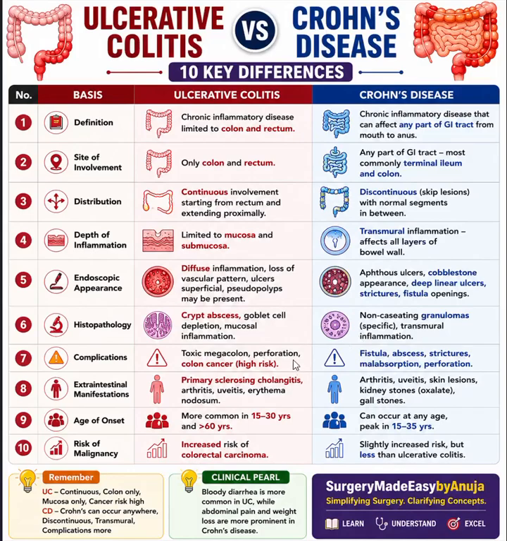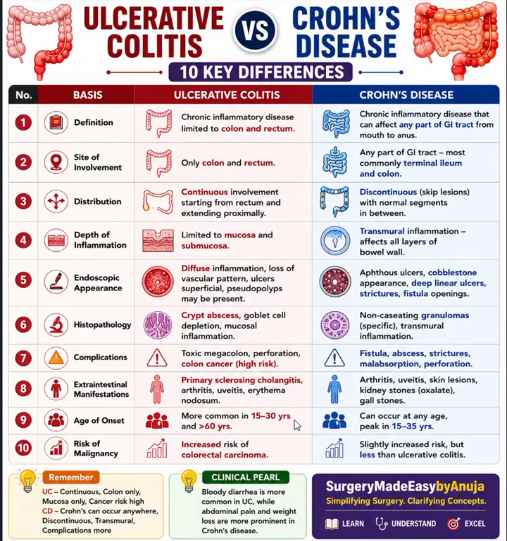The complications that can happen in ulcerative colitis are toxic megacolon, perforation, and it has a high risk of developing into colon cancer. The complications that we see in Crohn's disease are fistula, abscesses, strictures, malabsorption, and perforation. Some extraintestinal manifestations in ulcerative colitis are primary sclerosing cholangitis, arthritis, uveitis, etc. In Crohn's disease, what we see is arthritis, uveitis, skin lesions, as well as fistulas.